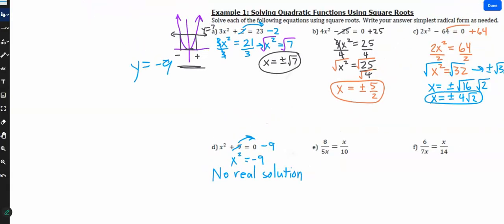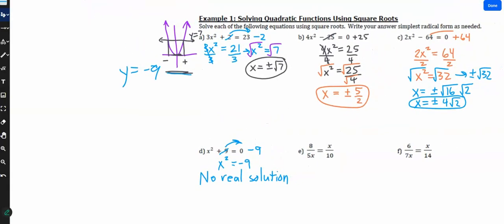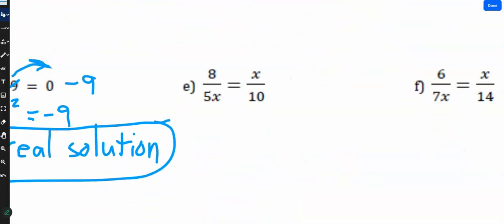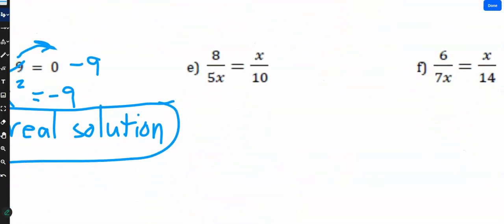Because, as you saw in my picture, -9 doesn't even touch the parabola. So there's no answer to that, no real number solution answer to that question. We will eventually talk about that, but not as of yet. We will get to it.